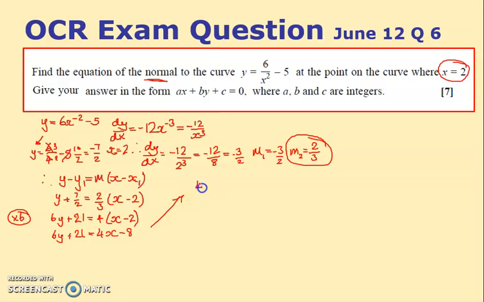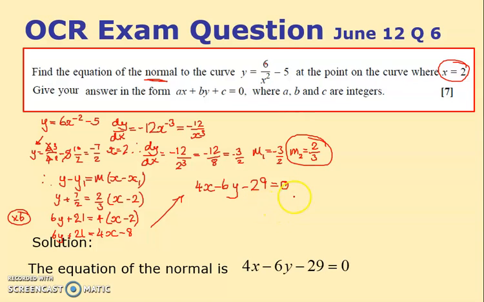It says write it, so I'm going to write 4x minus 6y. Minus 8 goes over, it becomes plus 29. They want it all on the same side. So I reckon minus 29 equals 0. No idea if that's the right answer. Yes, it is. There you go.